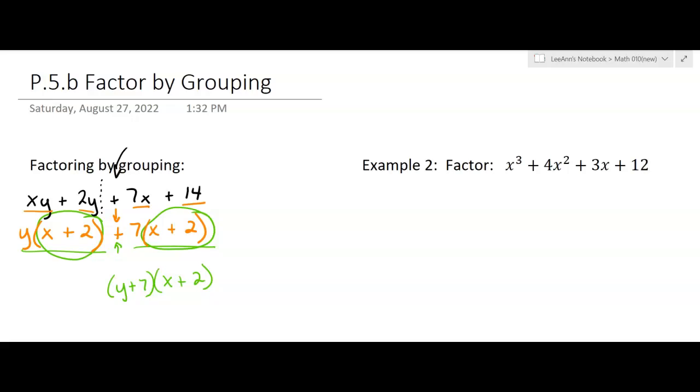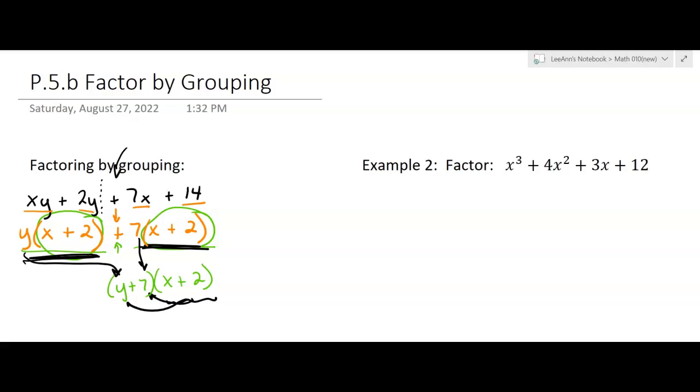A lot of times students have a question. They're like, where did the y plus 7 come from? It's the y from there and the 7 from there. Now think about if you were to distribute this, you would go x plus 2 times y, that'd be this part, and x plus 2 times 7, which would be that part.